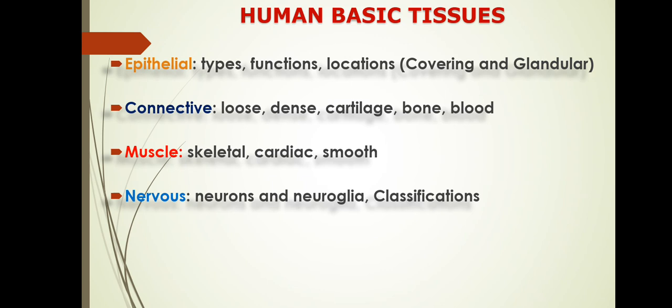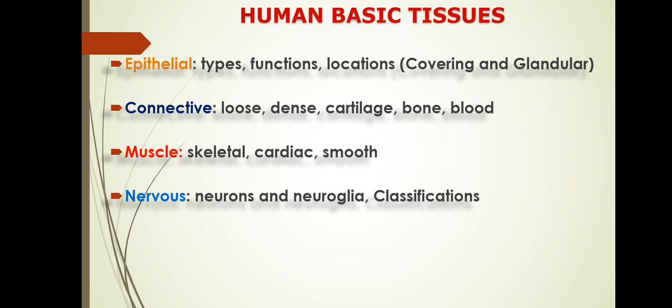Apart from that, talking about the human basic tissues, I recently uploaded videos on epithelial tissue, okay? I also uploaded a recent video on nervous tissue. So you have to know the four basic types of tissues in the human body. The epithelial tissue, know the types of epithelial tissue, like squamous epithelium, stratified, columnar, pseudostratified columnar, all those different types, know them.